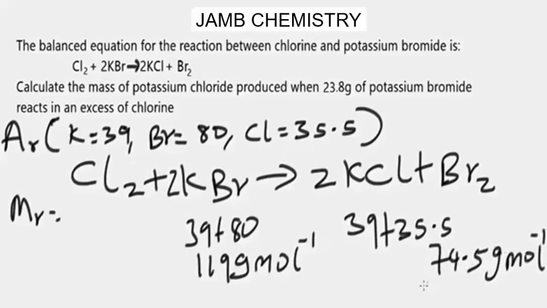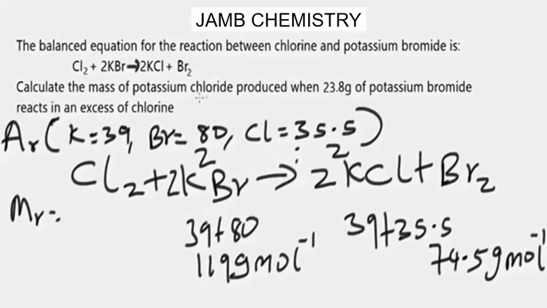Okay, now let's look at the mole ratio we have in this balanced chemical equation. So we have the mole ratio of potassium bromide to be 2, and that of potassium chloride is 2 as well. Now this tells us that 2 moles of potassium bromide reacted to form 2 moles of potassium chloride.